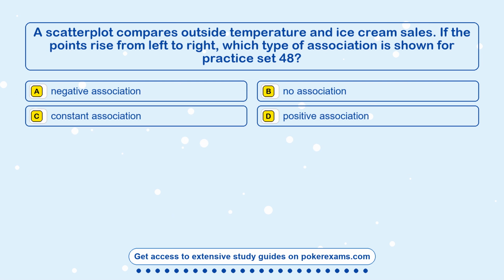Question 25. A scatter plot compares outside temperature and ice cream sales. If the points rise from left to right, which type of association is shown for practice set 48? Option A negative association. Option B no association. Option C constant association. Option D positive association.